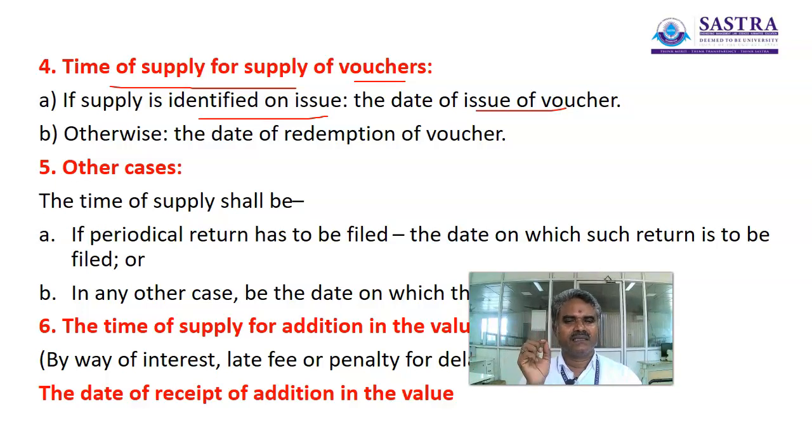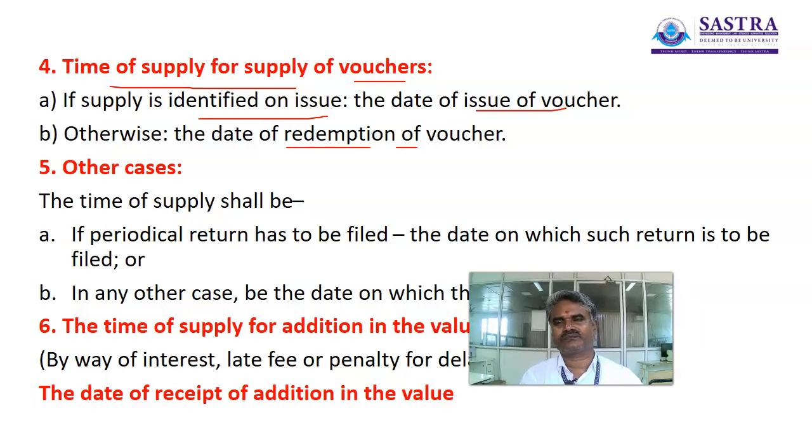So in this case, the date of issue of voucher will be the time of supply. Otherwise, it is the date of redemption of voucher. They give one common voucher. You can go anywhere, you can redeem this voucher to buy something, to eat, or for some other purpose. So in this situation, the day on which you redeem it will be the time of supply.